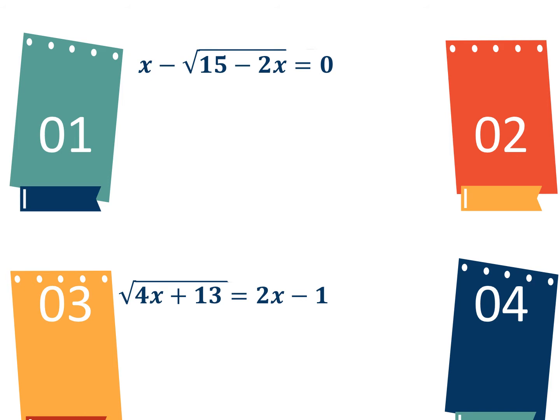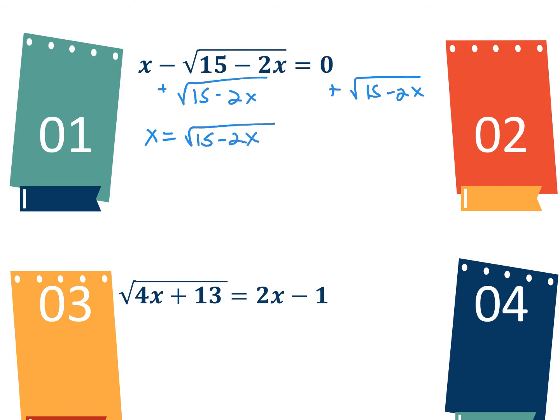So I could either move the x, but then I have a negative in front of the square root, so I would recommend moving the actual square root. So I'm going to add the square root of 15 minus 2x to both sides. And I end up with x equals the square root of 15 minus 2x. So that whole thing goes to the other side. Then I would square both sides of my equation to get rid of the square root. I get x squared equals the square root and the square cancel out, leaving what's underneath.